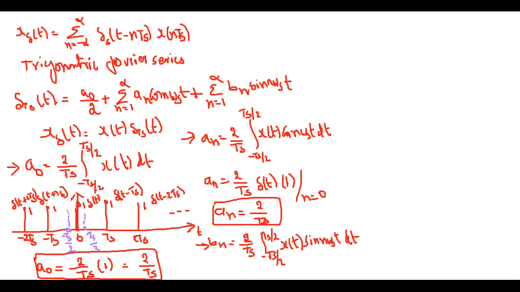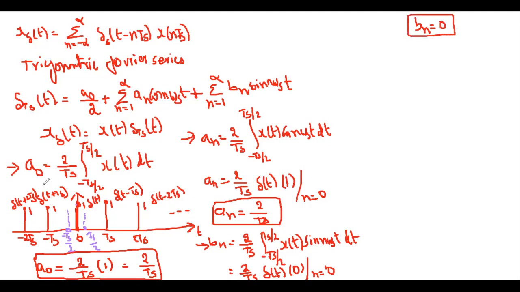Got it, my dear friends? So the 2 by ts, delta of t has a value of 1, and we get 0 when n is equal to 0 here. When n is equal to 0, what is the sine? Sine 0 is 0. So bn is equal to 0. We got bn is equal to 0.